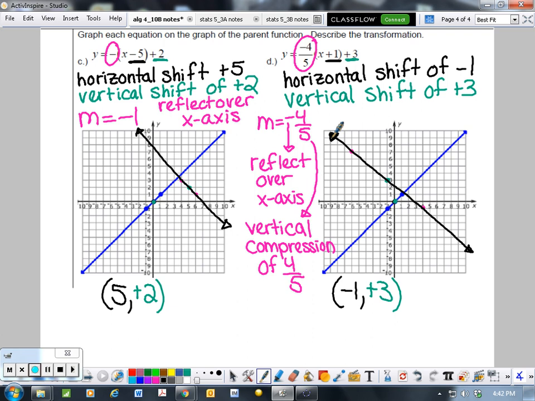Okay, and so we are done with chapter 4 now. We'll keep practicing this. We'll have a practice test, and then we'll test and move on to chapter 5.